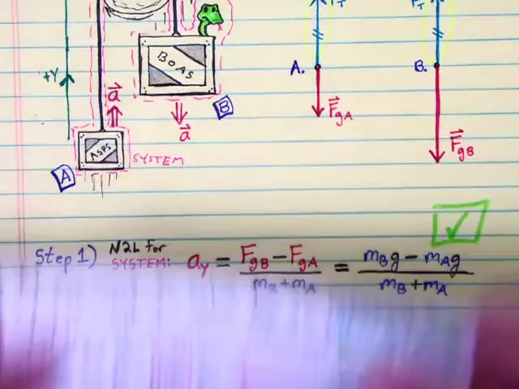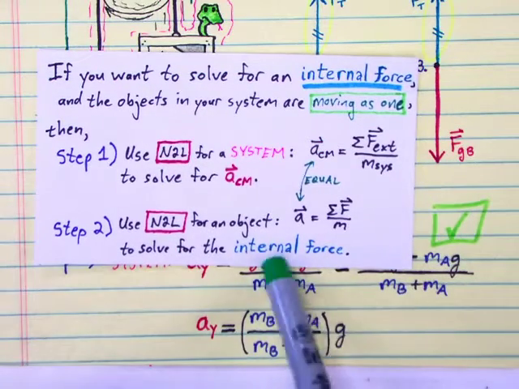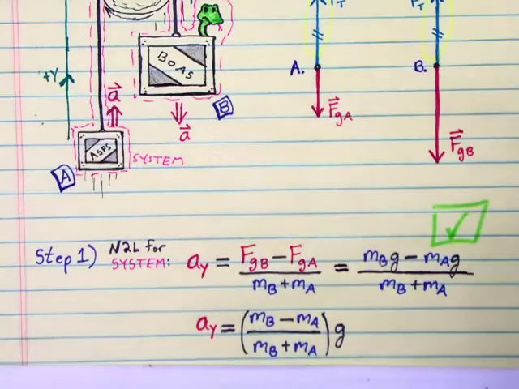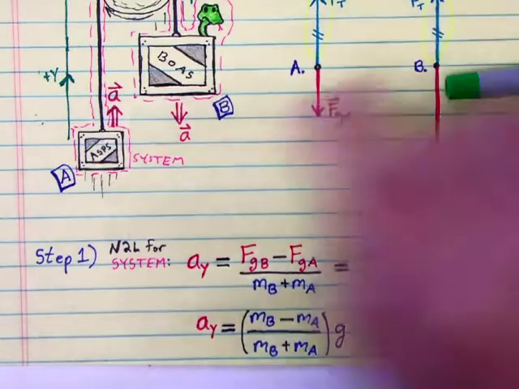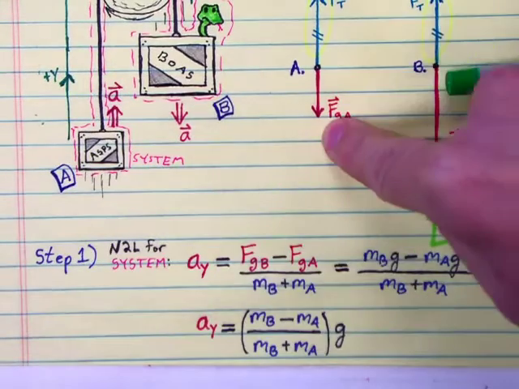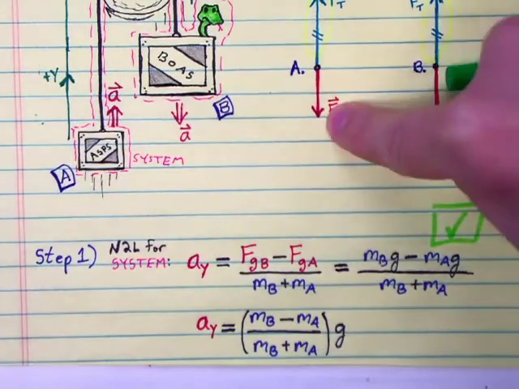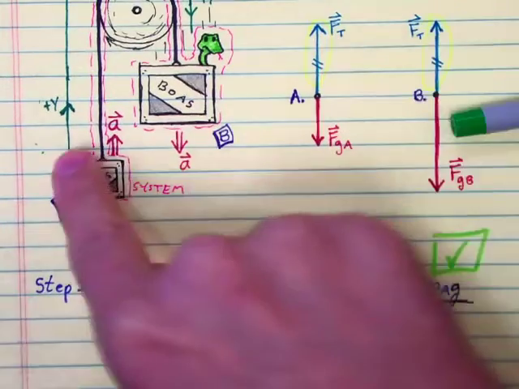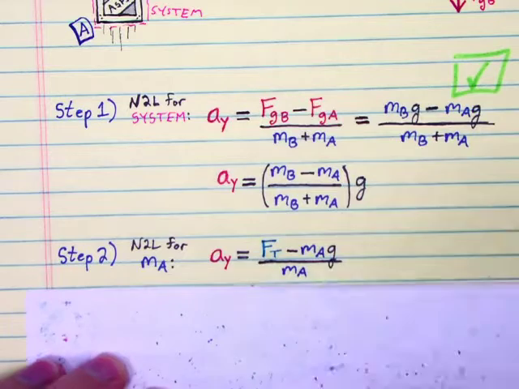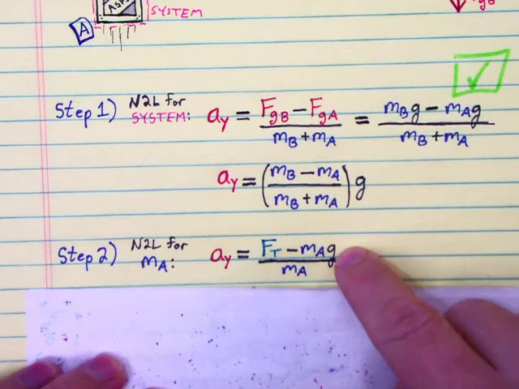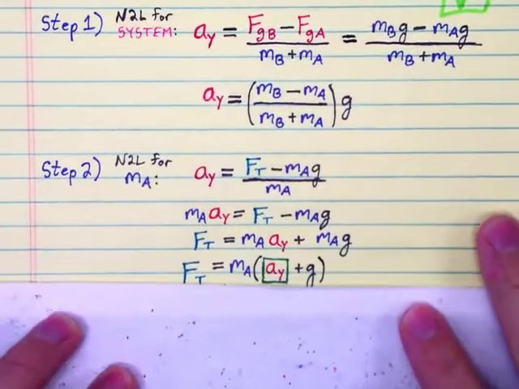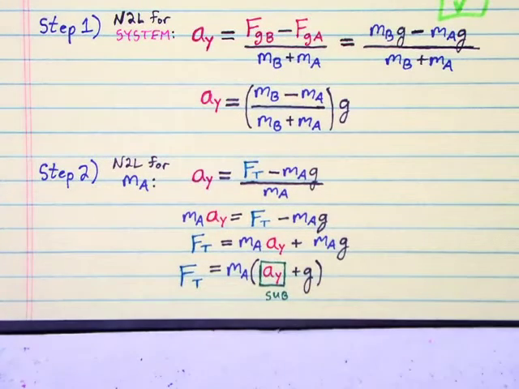We now want to find the tension, our internal force. So we're going to go to N2L for just one of the two objects. Let's pick mass A here. I'll do Newton's second law. Here in the y direction, we've got tension upwards, positive y direction, gravity downwards. So it'll be tension minus gravity in the sum of forces for mass A. There we go, tension minus the weight of A. And then let's just algebraically rearrange this to get tension by itself. A few lines of algebra. And there we have it, tension isolated.